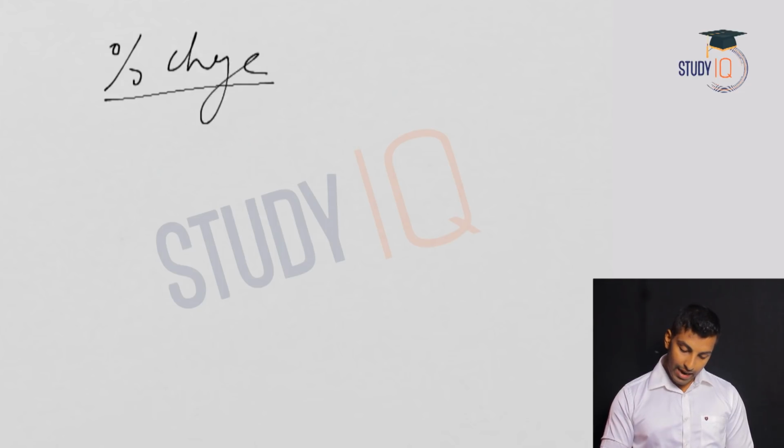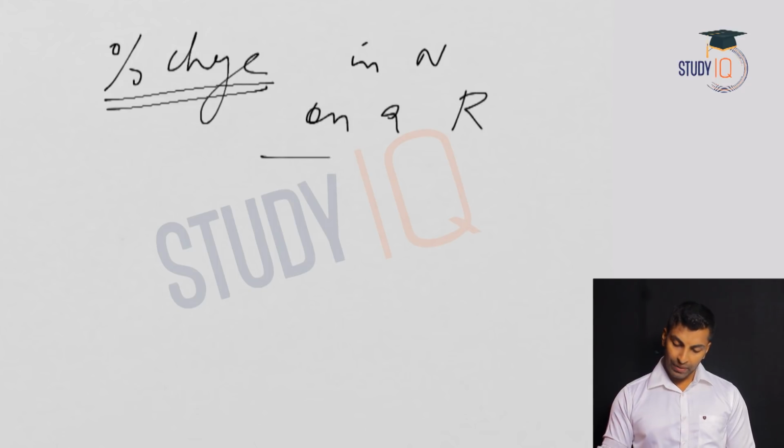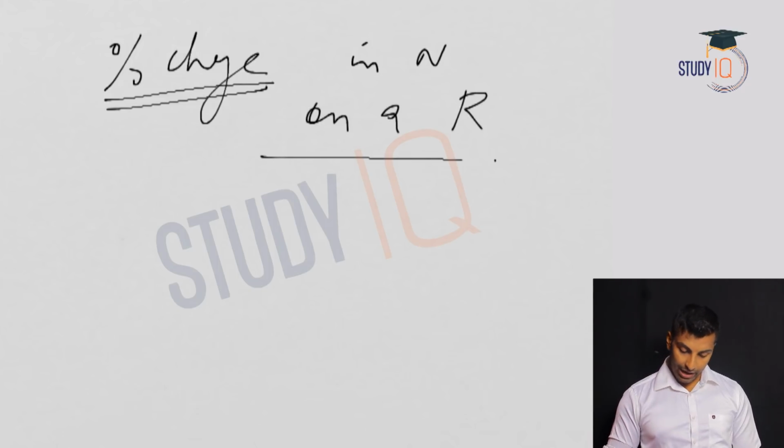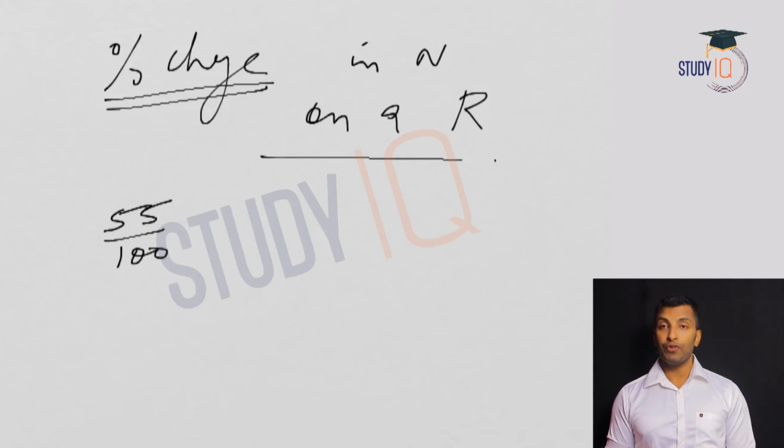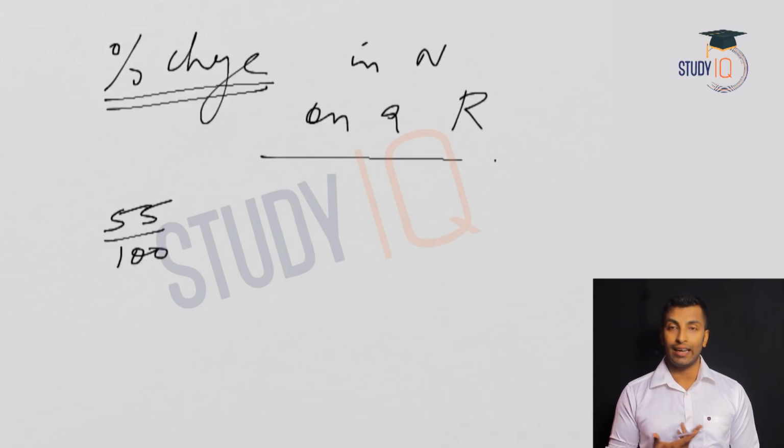Now next, I want to explain another concept, which is related to the effect of percentage change in the numerator on a ratio value. So the effect of percentage change in the numerator on a ratio. Let me take a very simple value like 55 by 100. This is nothing but 55%. Very simple, very easy, right?